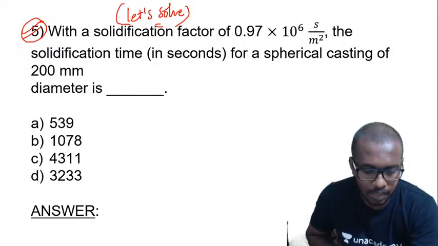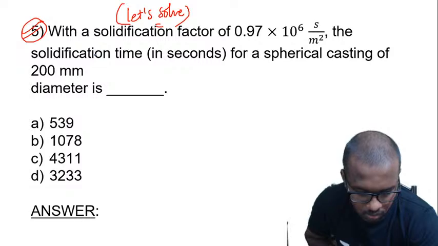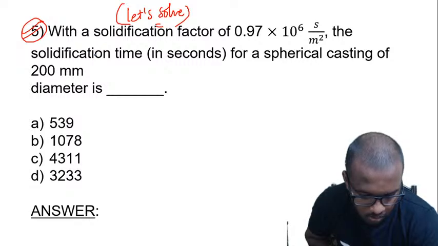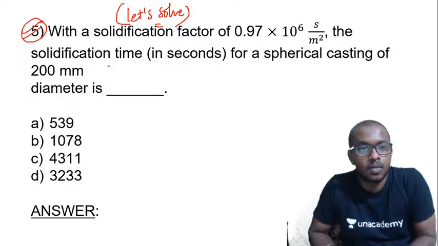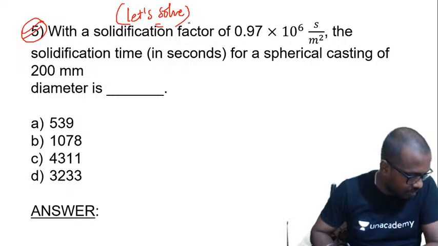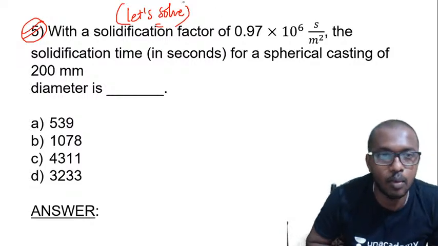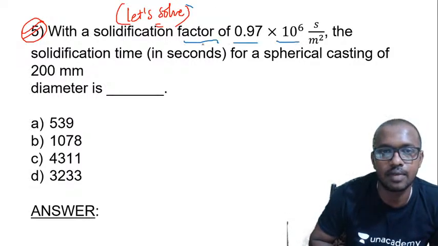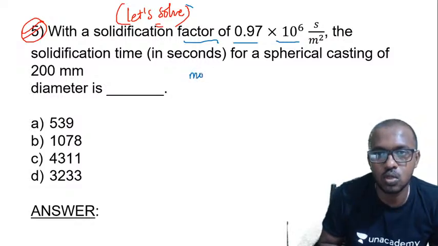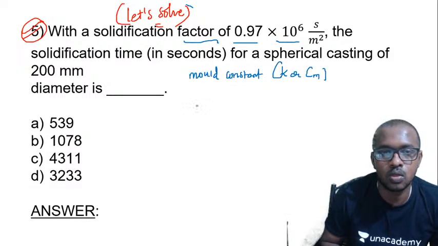Okay, great. Now I'll come back to this. With a solidification factor of 0.97, I am going to do it, Abhishek Verma sir. The solidification factor can also be mentioned as mold constant, that we represent as K or C of M. So now we know the solidification time is equal to K into (V by A) square.